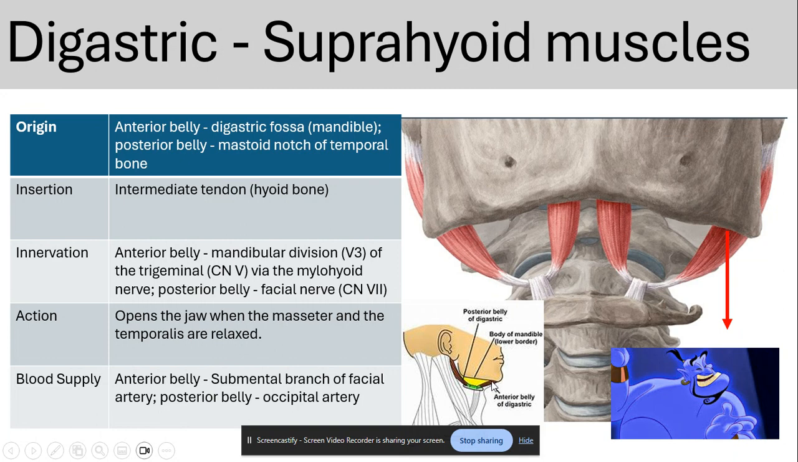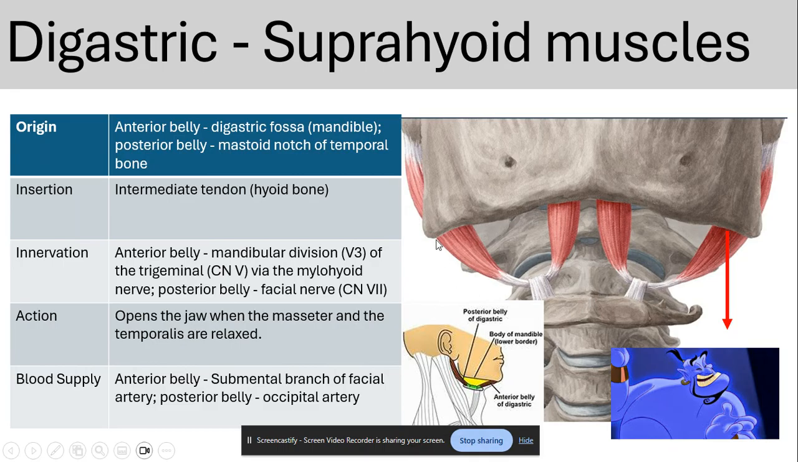Digastric, right? So this is actually where you chew and you would store the food, and in the back sometimes you can throw it and you can store the food, right? So this is the posterior belly of digastric. This is the body of the mandible, you know, the perfectly shaped jawline, right? And this is the anterior belly of digastric.